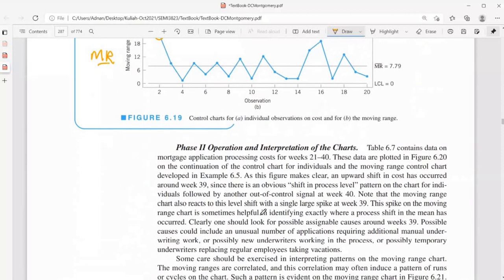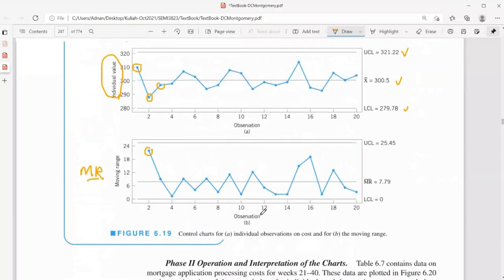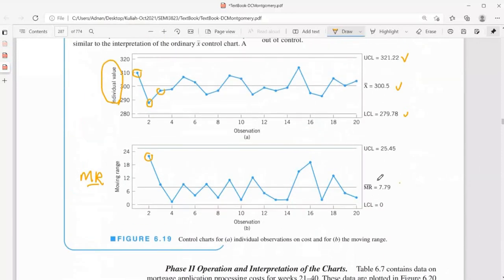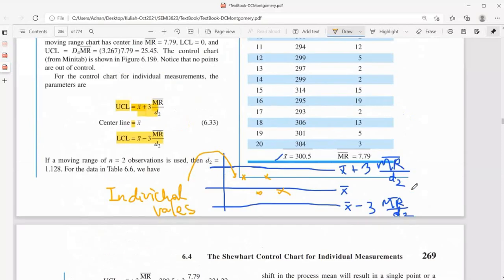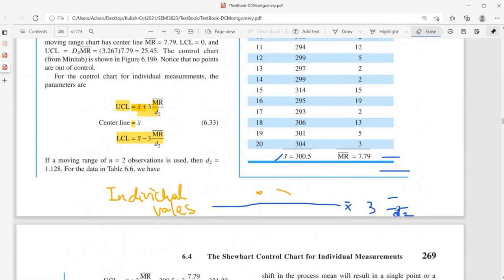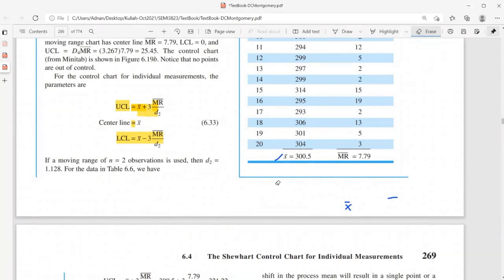So how do we determine this? This one is the average of MR. You can get the average of MR from this table.